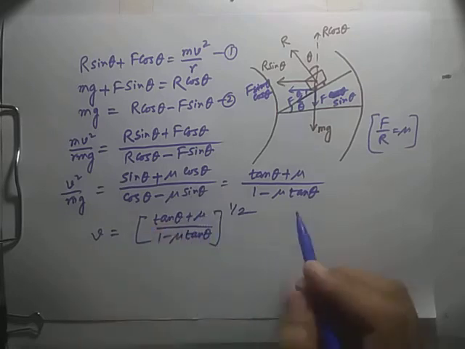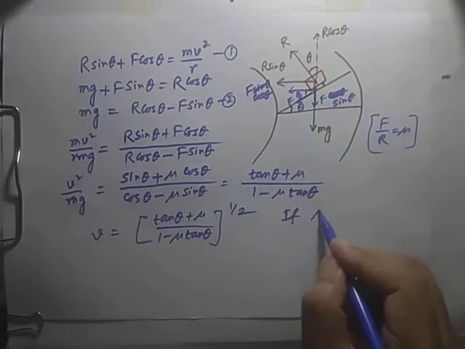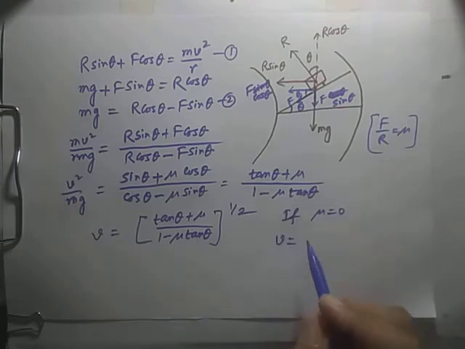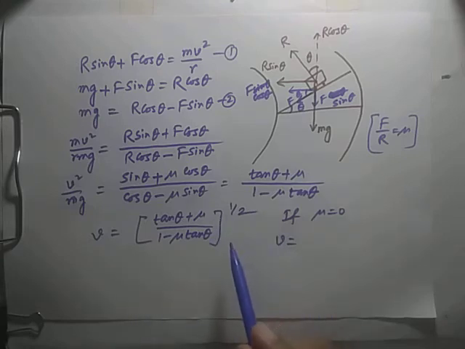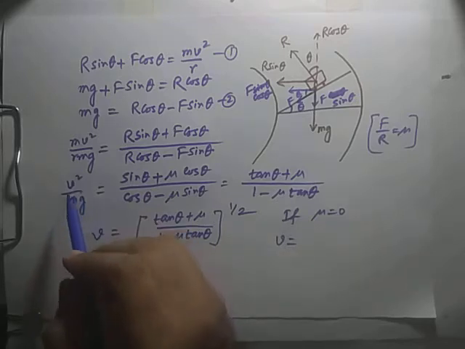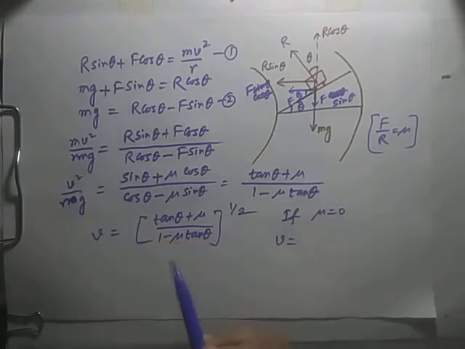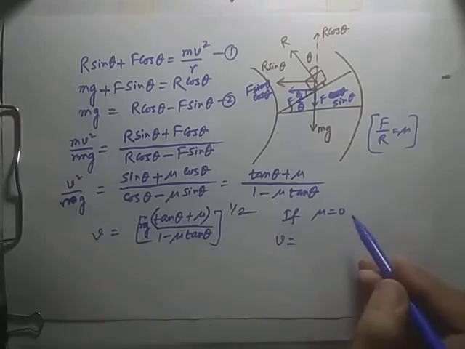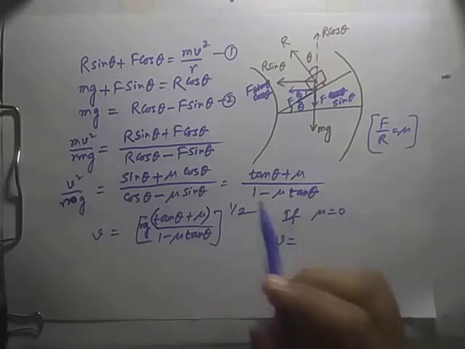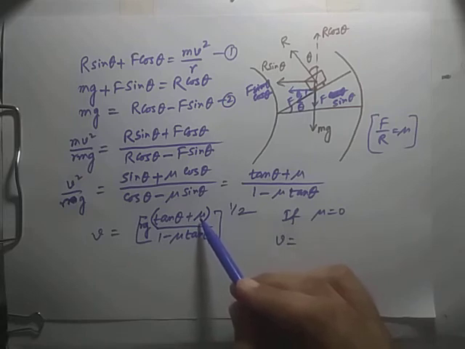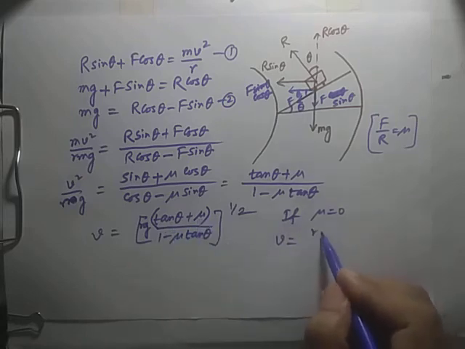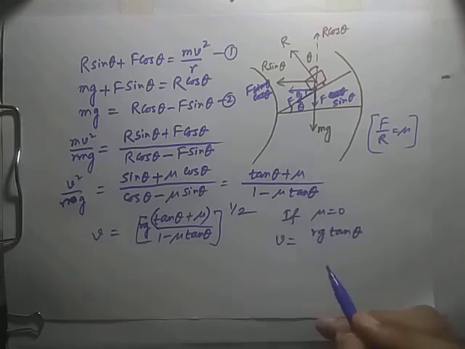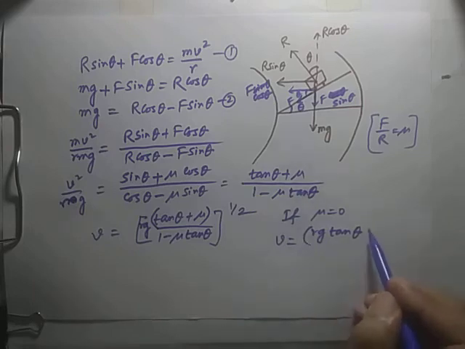So now if friction is not there, if there is no friction in the road, if mu is equal to 0, then what is the velocity? Sorry, this is not mv, this is actually rg, this one is rg. So r into g is there. Now if the friction is not there, mu is equal to 0, then v is equal to rg tan theta, and this portion will be completely 0, to the power half.